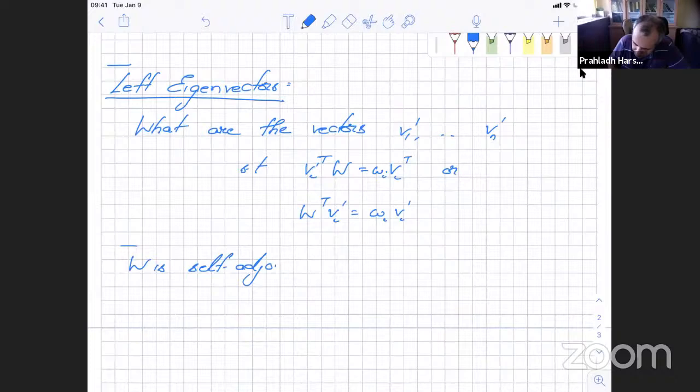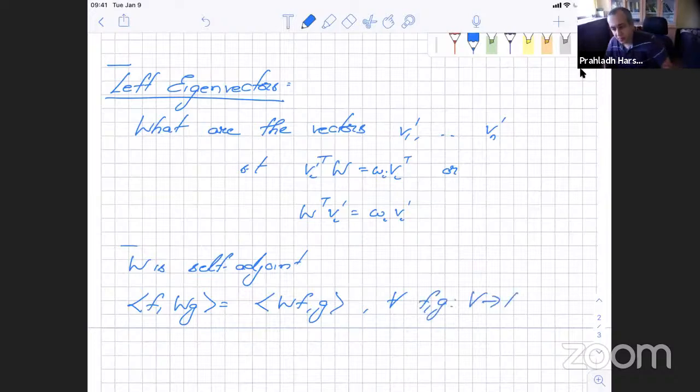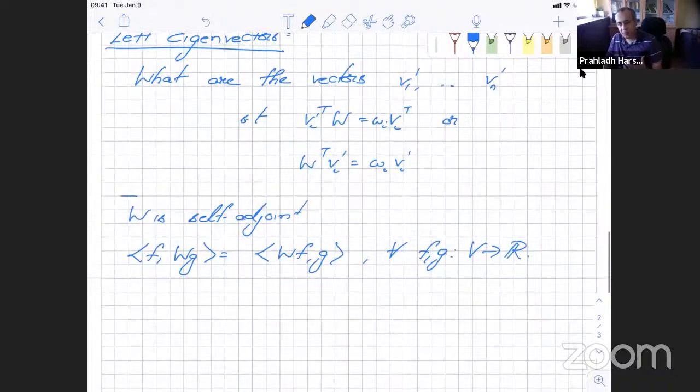So we have FWG is equal to WFG for all F, G on the vertices. We have this. Now I want to write something about W transpose. So let's write FWG. Let's write each of these guys.